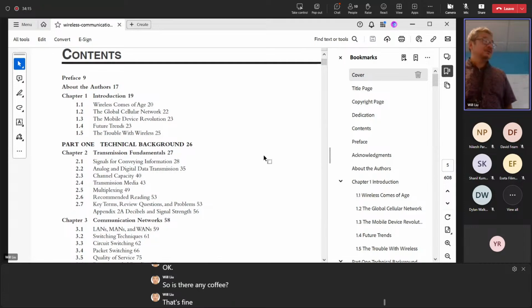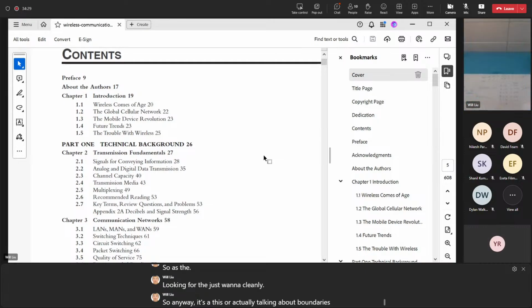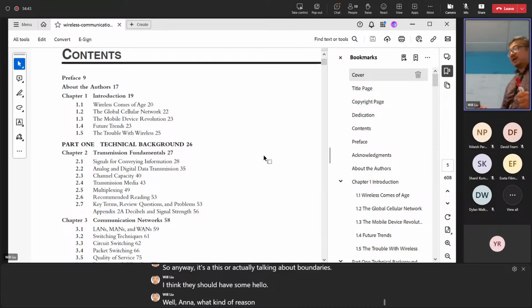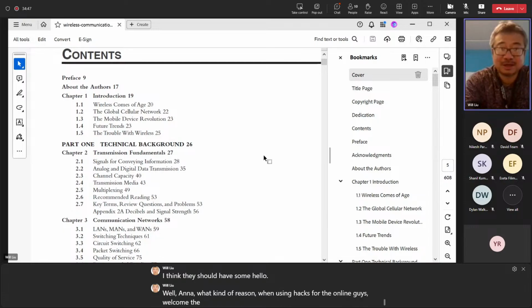So is there any pattern? Sorry, I just want to clean this. So anyway, is this actually talking about binaries? I think they should have some. So anyways, what can be the reason we're using hexadecimal? For the online guys, what can be the reason we're using hexadecimal?